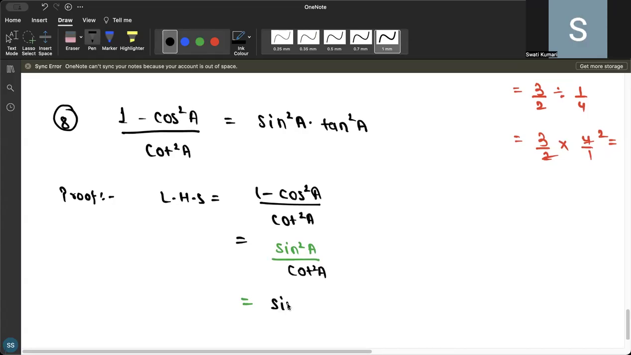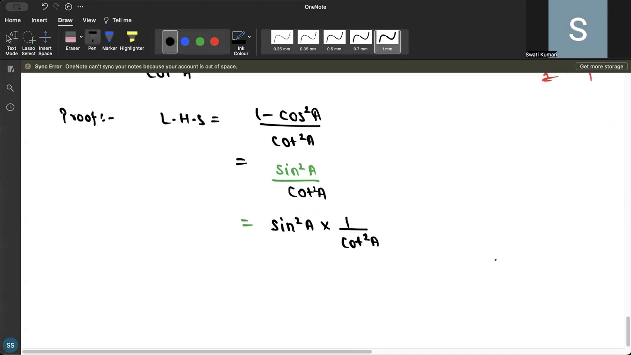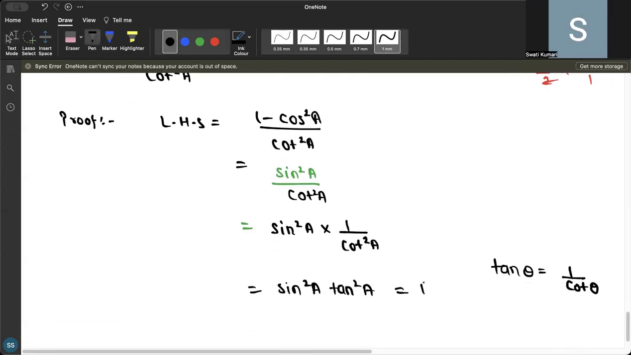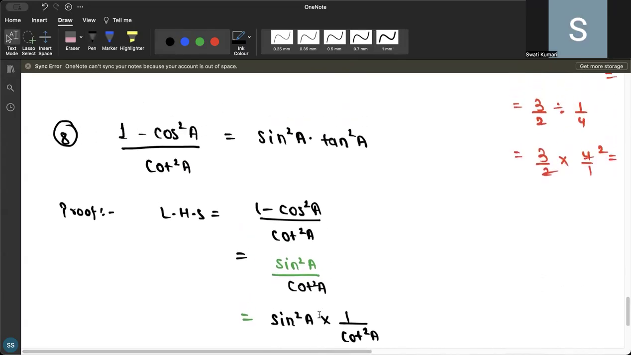Now this is very simple actually. Can I write down this as sine square A into 1 upon cot square A? We can write it down, right? After this, I can use a formula. Tan and cot are reciprocals of each other. So tan theta is 1 upon cot theta. So if we have 1 upon cot square A, we can use this formula and we can write down tan square A. If you notice, this is nothing but your RHS, hence proved already. Done. That's the most beautiful part when you just get the RHS. All right, this was question number 8.